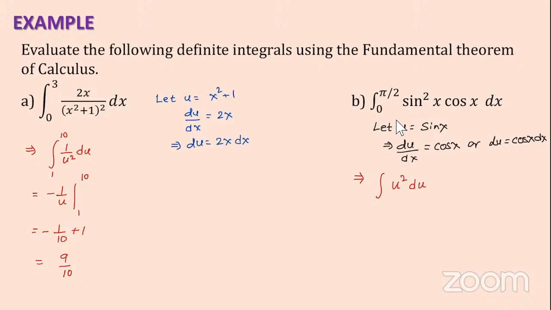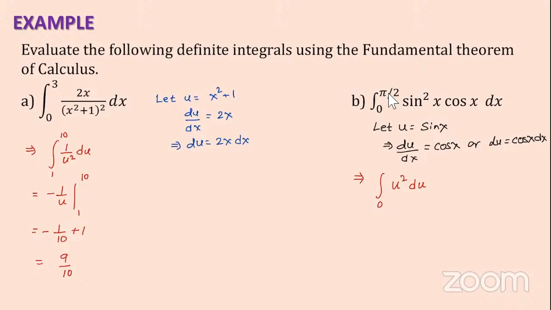We change the integral given in terms of x to a new integral in terms of u. Now we need the values of u as the limits of integration. Here we have the limits of integration in terms of x. So in order to get the limits of integration in terms of u, we plug these limits into this equation. When I plug in 0, u equal to sine 0, which is 0.